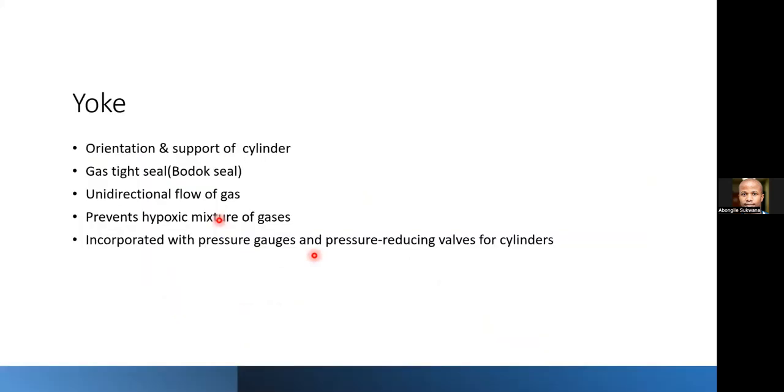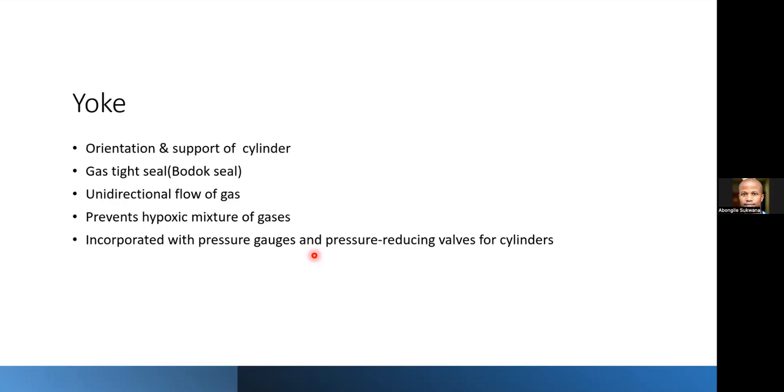So that's the Bourdon gauge. Remember, we spoke about the yoke, which is the back of the anesthetic machine. Its function is for orientation and also to support the gas cylinders. It also has a Bodok seal, which helps to avoid leaks, so it gives you a very tight seal. It also ensures unidirectional flow of gas so that there's no back pressure or backflow. And because it's gas specific, it also prevents giving a hypoxic mixture of gases. And it's incorporated with the pressure gauges and also pressure reducing valves.